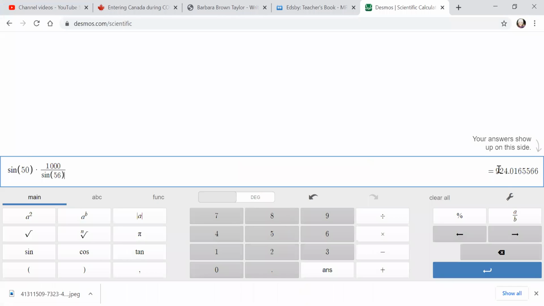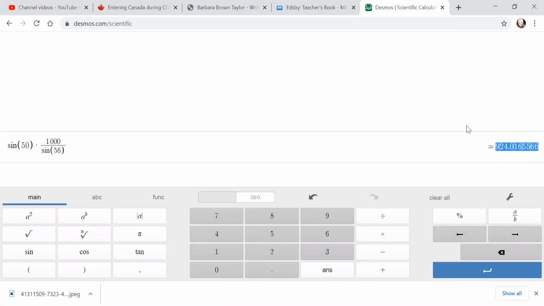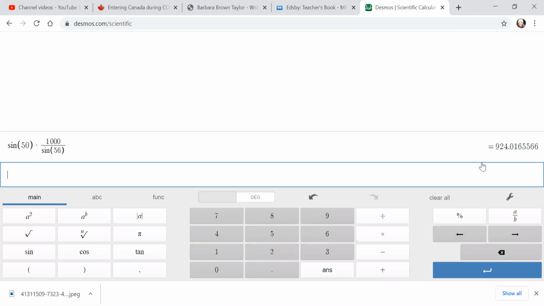Okay, so did you guys get 924.0165, and so on and so forth? Did you guys get this answer? Yeah. Okay, then you're done. That literally is it. That's side M, let's say 924.